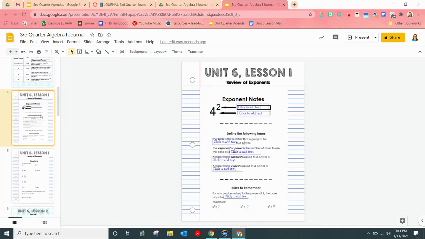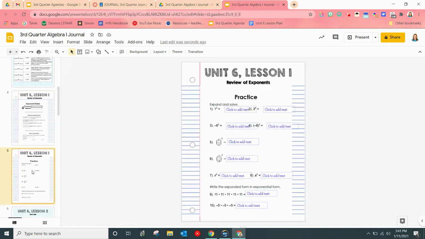First thing I would do is, on the ones that I have put text boxes for you to type in, I would click and I would delete the text boxes. I would go through and delete all the text boxes, and then I would hit print. Because since we are dealing with exponents this unit, and from here on out really, in Algebra 1, it's going to be extremely hard to type math like this into Google Slides. And that's what we need to do.